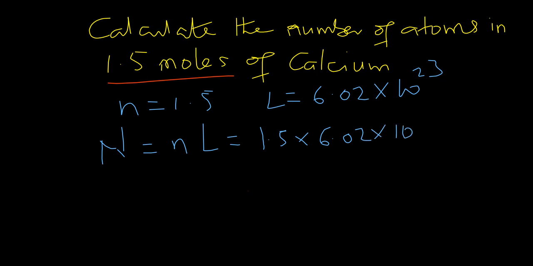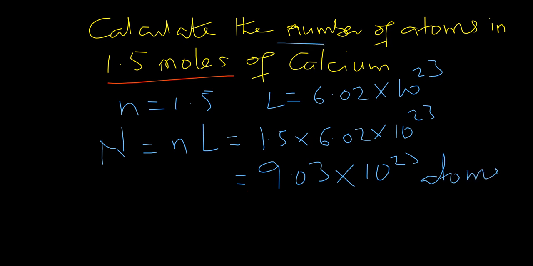So 1.5 multiplied by Avogadro's number, what would that give you? Just quickly do the maths, and you're going to get 9.03 times 10 exponent 23. So that will be what? Atoms. Remember, the question asks for the number of atoms, so that's the particles there. That will be 9.03 times 10 exponent 23 atoms. So let's look at the next example.